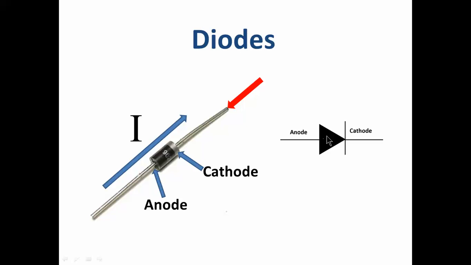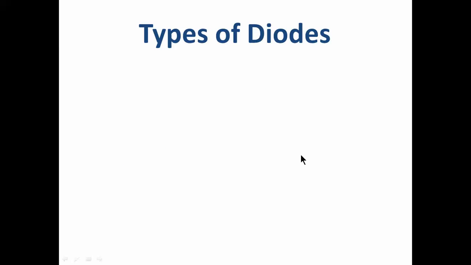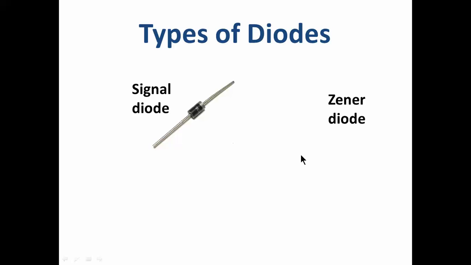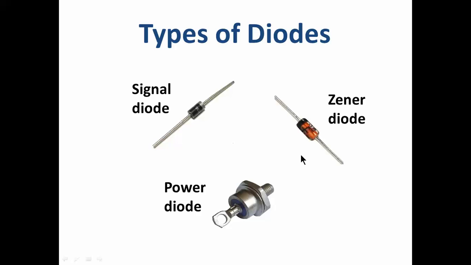This is the circuit symbol, so we can see the line there of the cathode, and that's the equivalent of the grey line there, and the arrow shows us the way that conventional current will flow. Three types of diodes we're going to look at. The first one is called the signal diode. Second one is a Zener diode, and a third is a power diode.